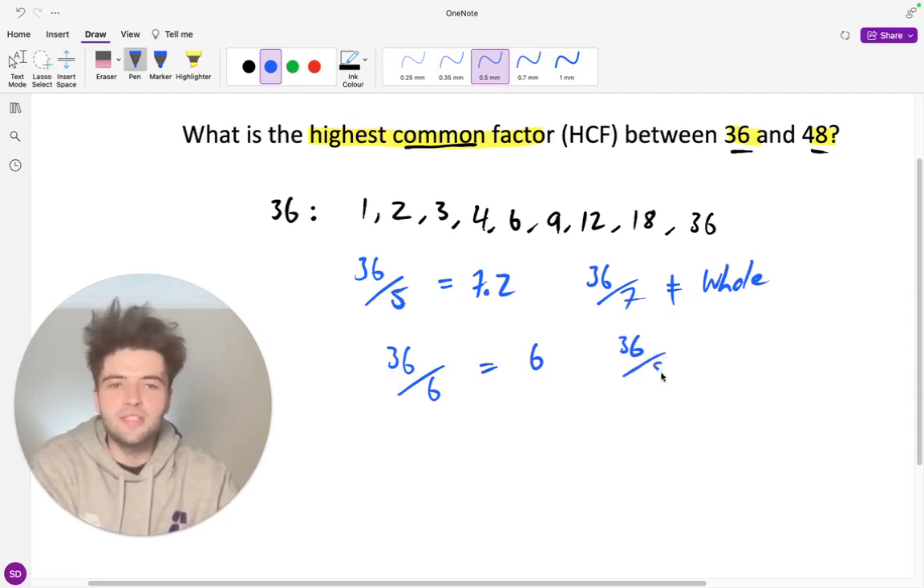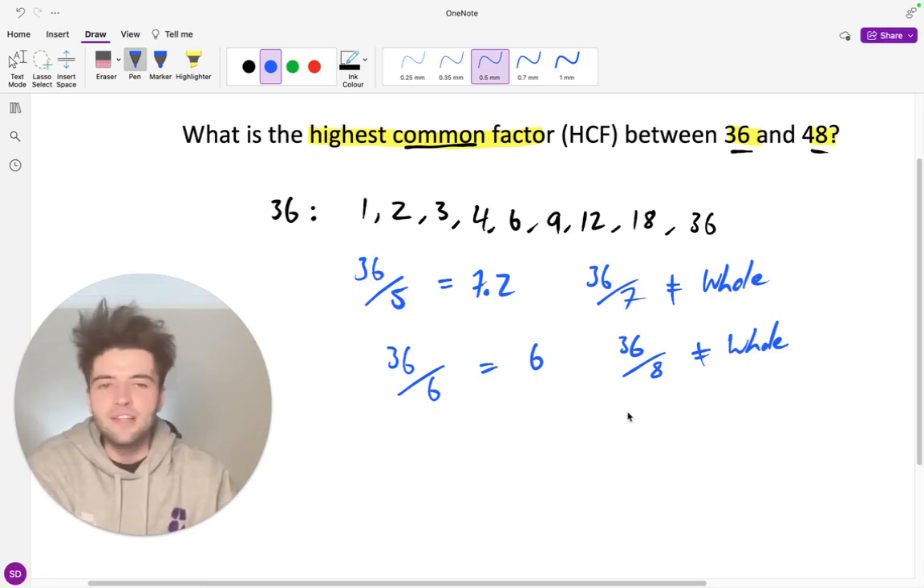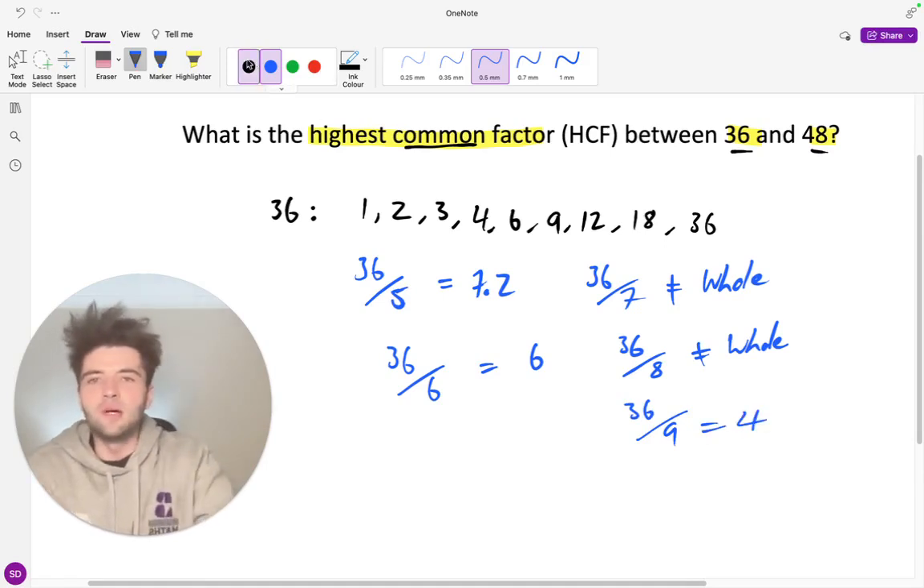The next one we try is 8, and we found that this isn't going to go on our list. So basically you keep testing numbers, and you can keep testing them until we actually get up to a number that we've already got on our list, which is 36 over 9, and we know that's going to be equal to 4. And so we've basically come full circle now.